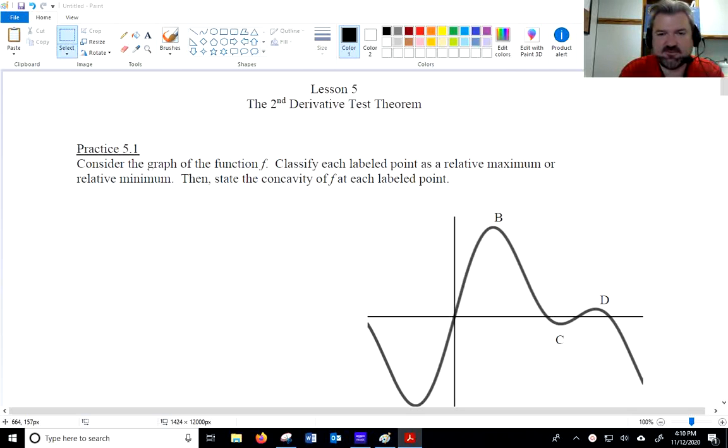Hi, welcome back to AP Calculus, Unit 5. This is Lesson 5 about the second derivative test. There are two theorems that we can use to justify the existence of a relative minimum or relative maximum. Both of them have the word test in them: the first derivative test and the second derivative test. And that's the only thing you should use them for, saying relative maxes or mins.